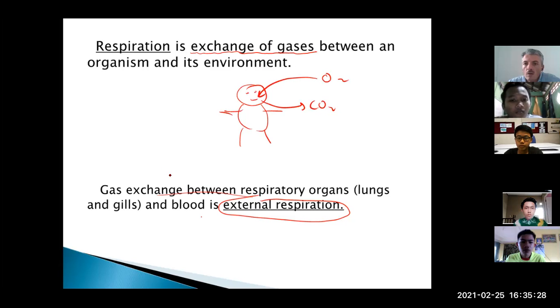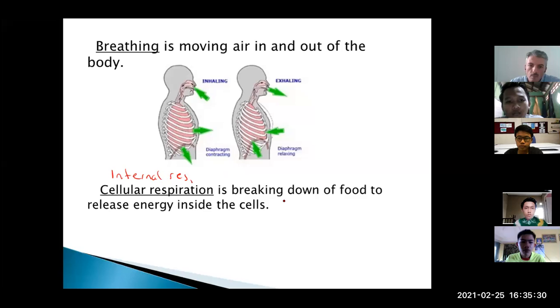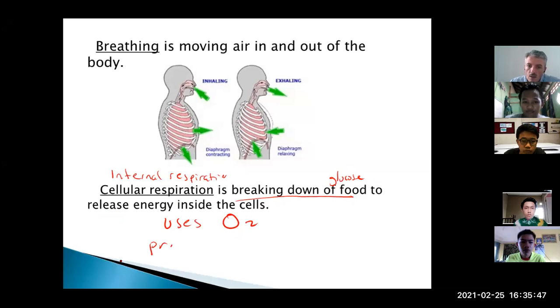Carbon dioxide is produced. So, cellular breaking down of food, let's say glucose, to release energy. This process uses or consumes oxygen and produces CO2. Because of this, we have to breathe in oxygen and we have to breathe out this produced CO2, right?